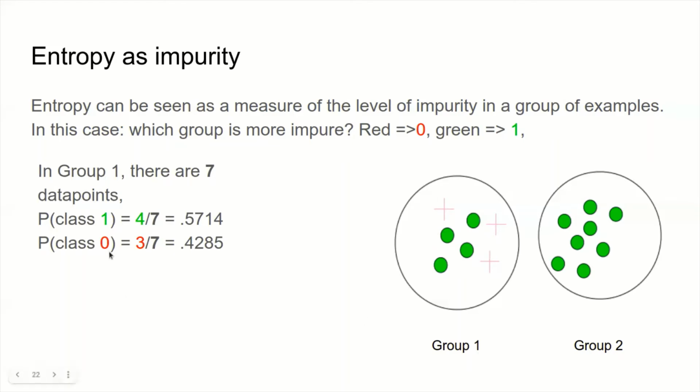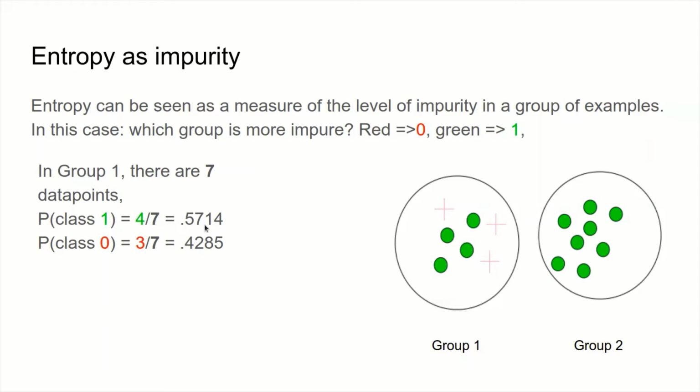In the first group, we can calculate the probability of getting the one, or getting a yes, simply as the number of occurrences divided by the total number of data points in this group. So the probability of obtaining 1 is roughly 57%. And the probability in group 1 of getting class 0, or the red dots, is roughly 42%, because it's 3/7.